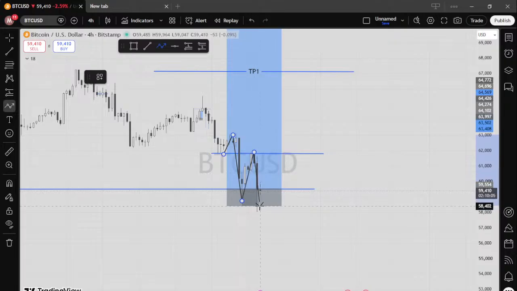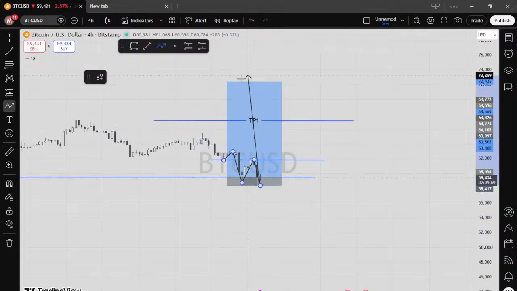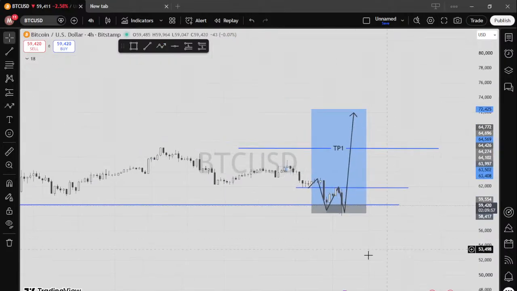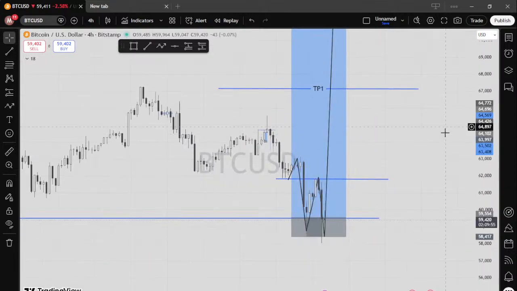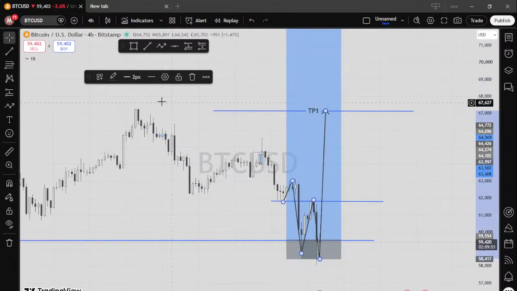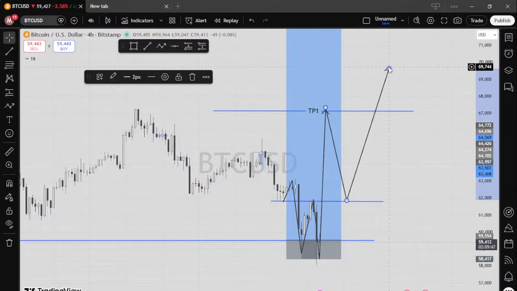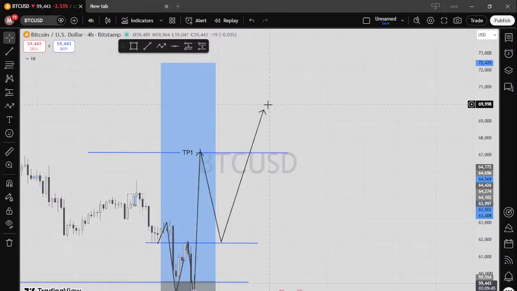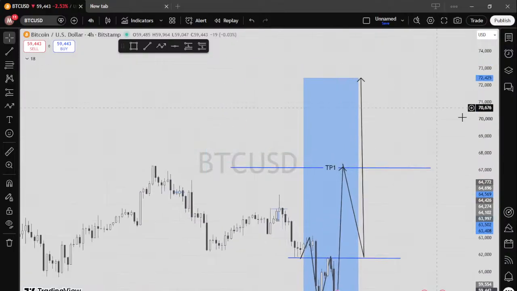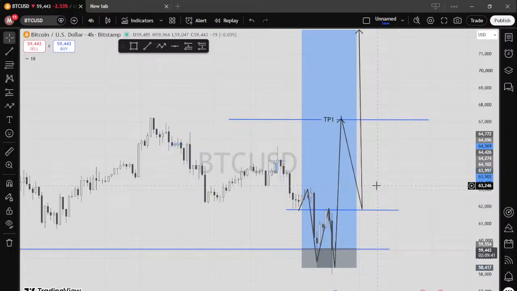I respected it, and it took us down. Now if it breaks out, that means our TP1 is secured. In order for our TP2 to also be secured, we need another break of structure into the zone, then it retests down to the downside, then goes up. Now the market will go to our upside, then take our TP from there.